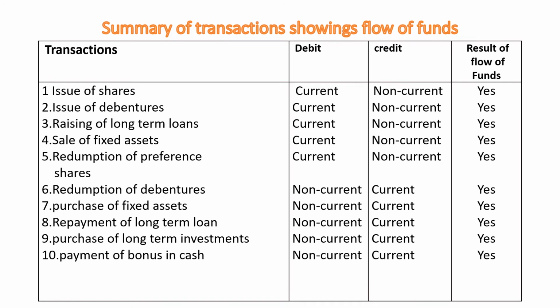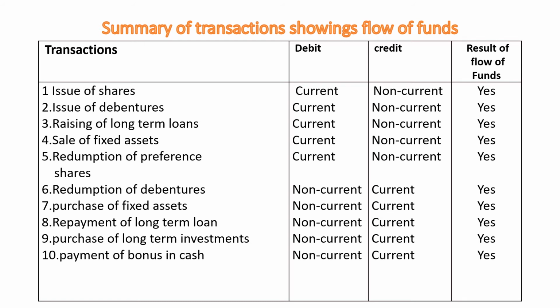If in any transaction both the accounts involved belong to the current category, it does not result in flow of fund. In other words, these transactions have no effect on net working capital. Similarly, in any transaction where both the accounts involved belong to the non-current category, there is no flow of fund, meaning no effect on working capital. Following are some examples to show the transactions of fund flow statement.